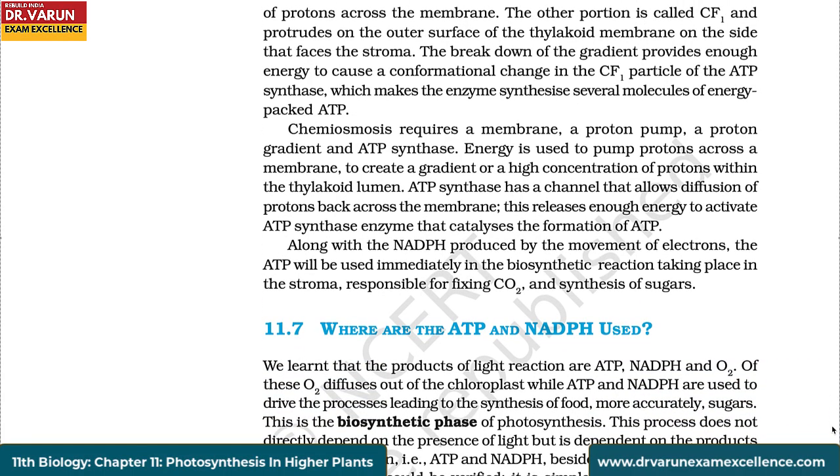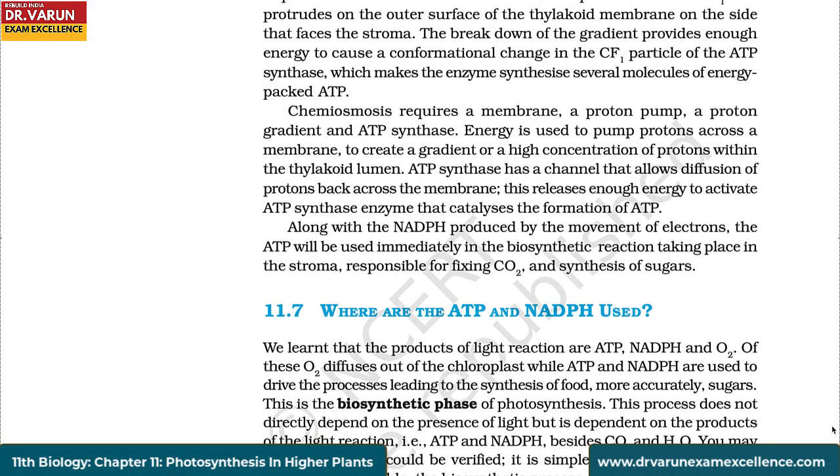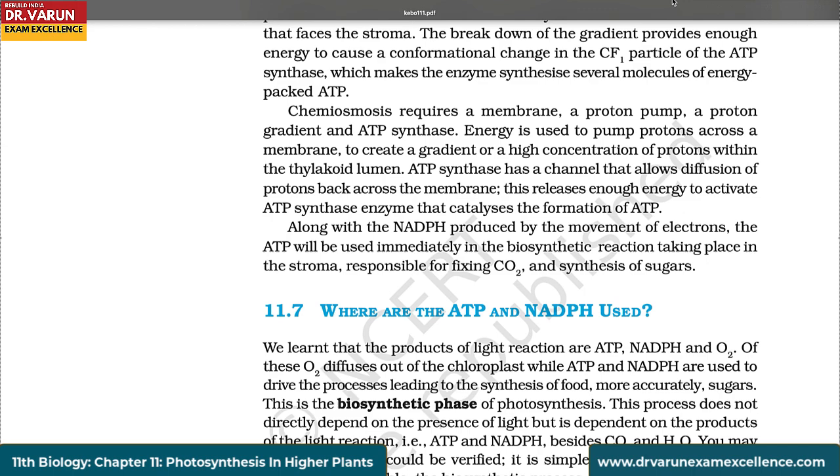Chemiosmosis requires a membrane, a proton pump, a proton gradient, and ATP synthase. Energy is used to pump protons across a membrane to create a gradient, or a high concentration of protons, within the thylakoid lumen. ATP synthase has a channel that allows diffusion of protons back across the membrane. This releases enough energy to activate the ATP synthase enzyme that catalyzes the formation of ATP.